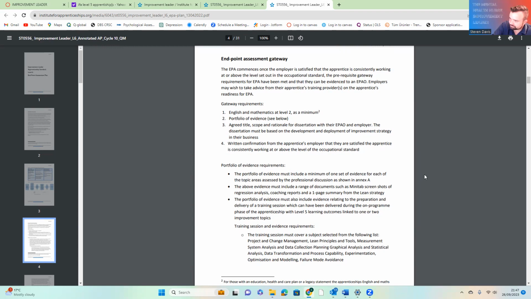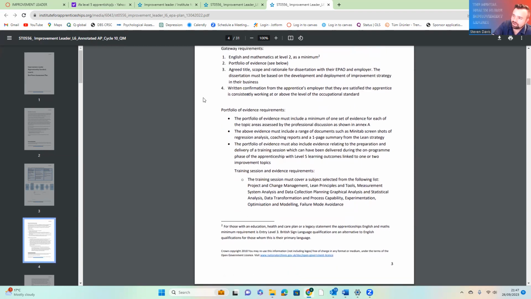so you understand what we need to do. You can see here, you've got your English and maths. You need to have your portfolio of evidence, and an agreed title and scope of rationale for the dissertation with the EPAO and the employer, based on the development of an improvement strategy of the business. So you're going to do your written assignment, and then you'll have written confirmation from the apprentice and the employer that you're satisfied that you're working at the right level. So the portfolio is relatively straightforward. We just have to prove that you've met each of those skills, knowledge, and behaviours.